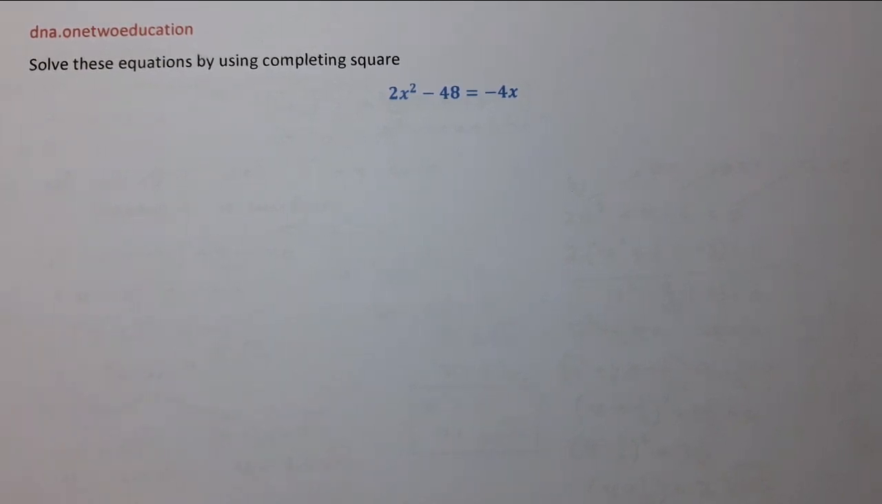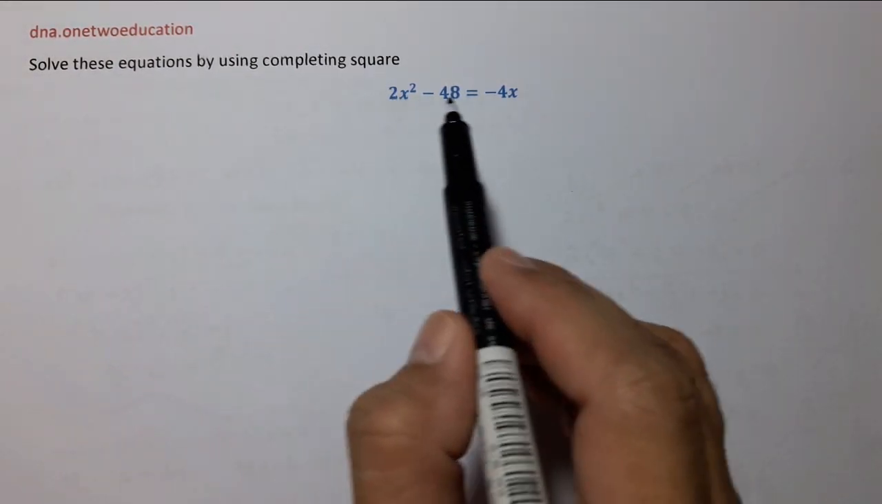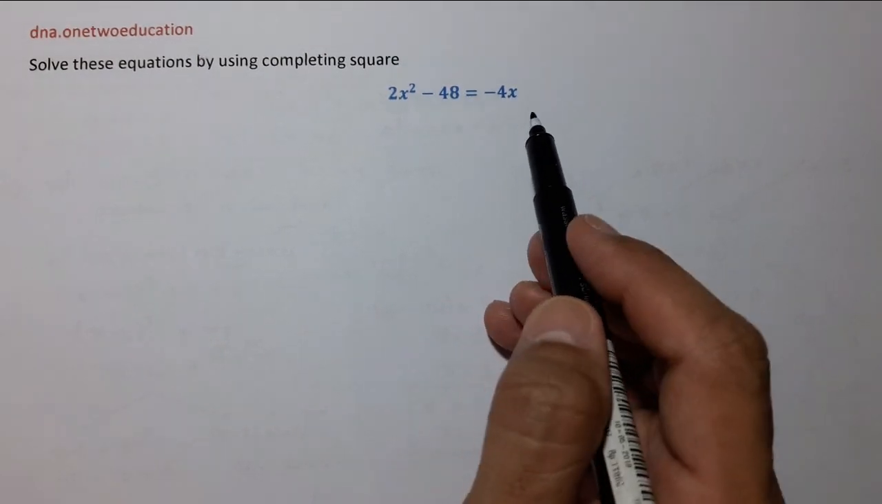Okay, I have still one example for you. Solve this equation by using completing the square: 2x squared minus 40 equals minus 4x.